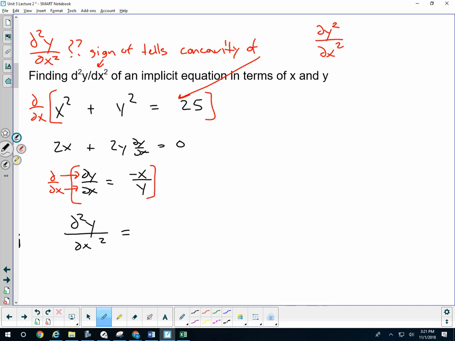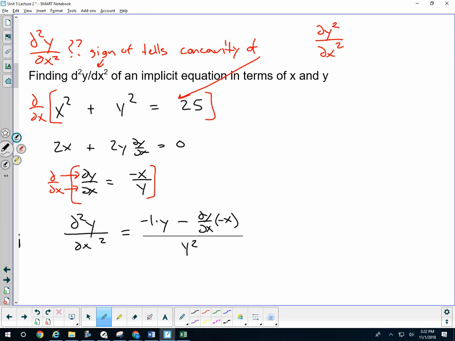Yes. So for the right side, we got negative x over y, the derivative of negative x, negative 1 times y, minus the derivative of the y, dy/dx, times negative x, all over the derivative of the bottom, which is the y squared. Okay, so this is my second derivative.